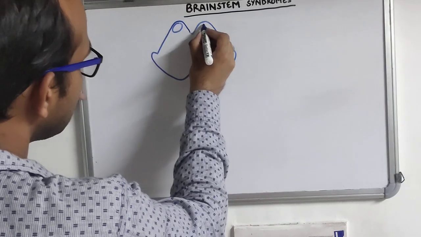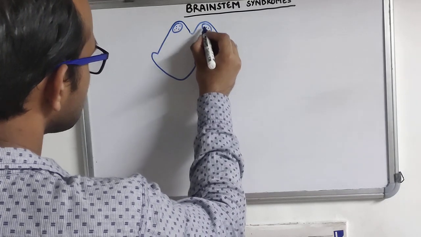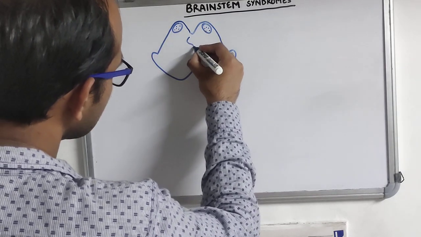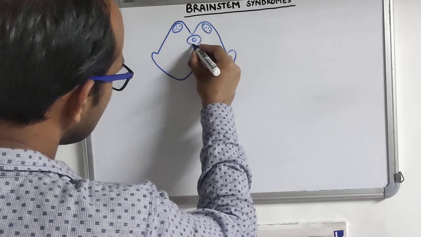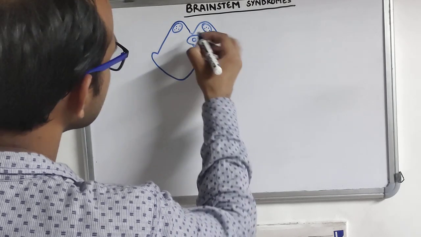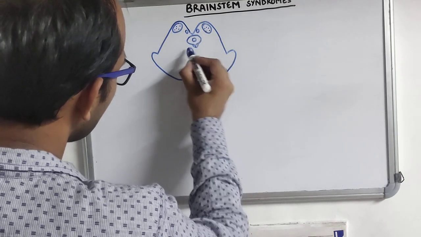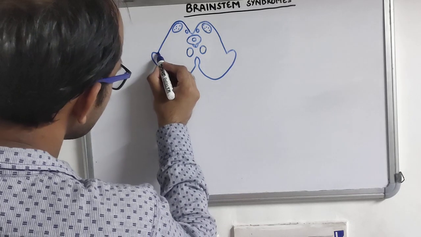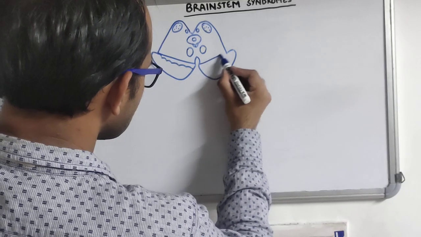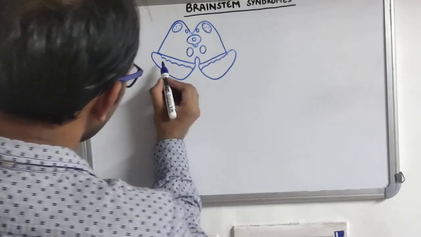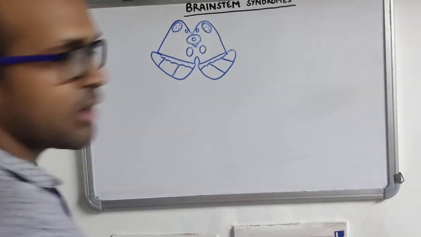These are the superior cerebellar peduncles, periaqueductal gray matter, these are the oculomotor nerve nuclei, superior colliculus, red nuclei, substantia nigra, and these are the cerebral peduncle consisting of descending corticospinal and corticonuclear fibers.